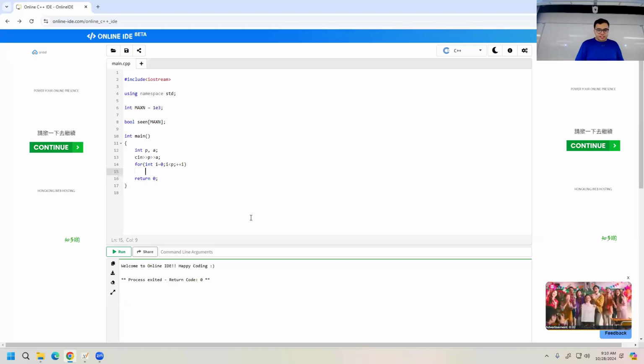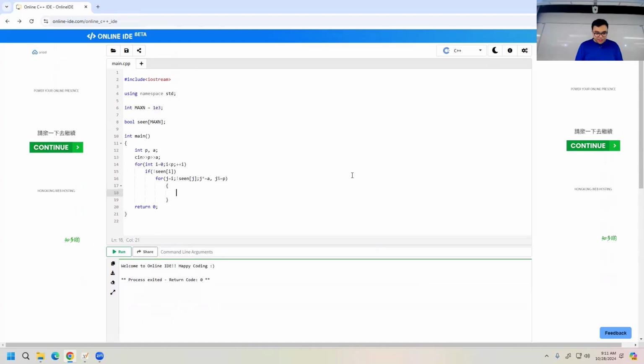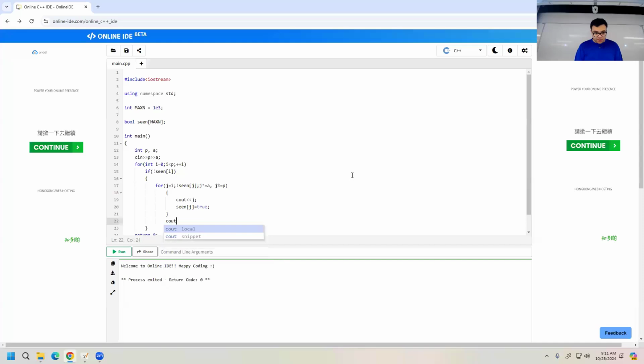Okay, so I say, if this I was not seen before, then for J that starts from I, and I have to go as long as I haven't seen J, and every time I multiply J by A, and I take its remainder modulo P. So for every J like this, I'm going to write J, and I'm going to say I've seen J. And let's say after every I just print an end line so that I know this is the end of my cycle.